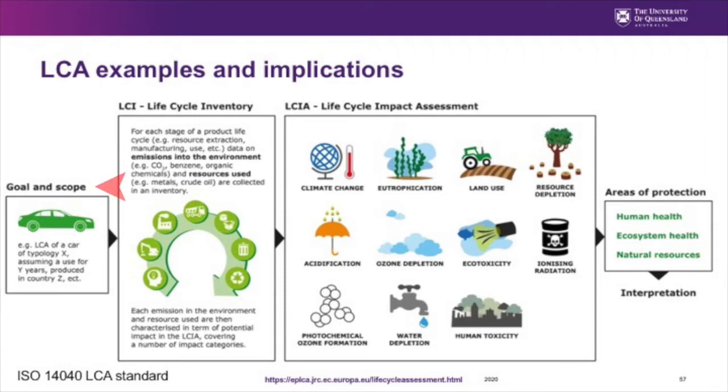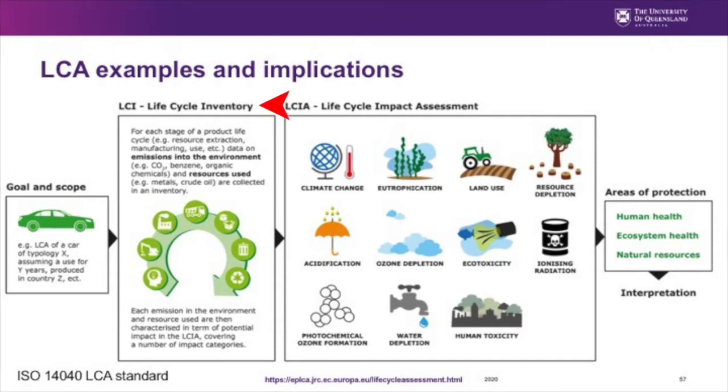It goes from goal and scope definition, and this is where we decide what the goal of doing this assessment is. And it can be many. It can be, for instance, comparisons with better options, or it can also be just for assessing environmental impacts or proving the sustainability of an activity or a product.